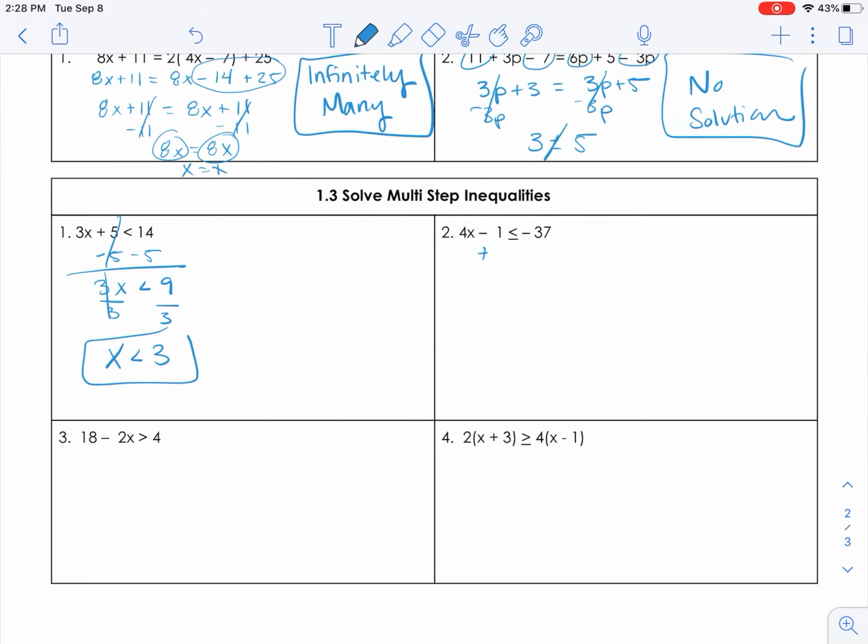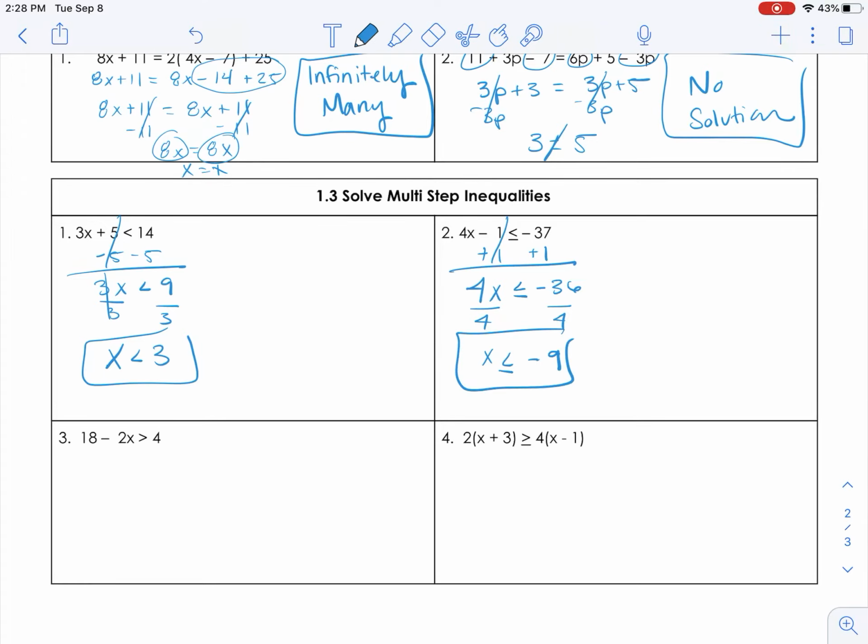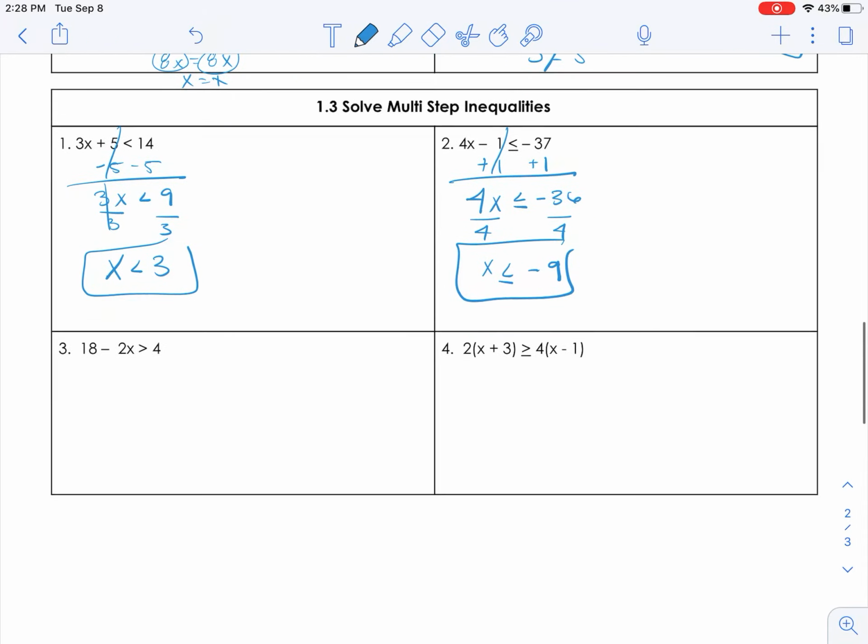The next one, we'll undo that subtraction first. So 4x is less than or equal to negative 36. So be careful with those negatives. This one will get less negative. Then we'll divide by 4 on both sides. So x is less than or equal to negative 9. And guys, you can't have a negative. It's just if you divide or multiply by a negative that you flip the sign. So we divided by positive 4. So that sign stays the same.